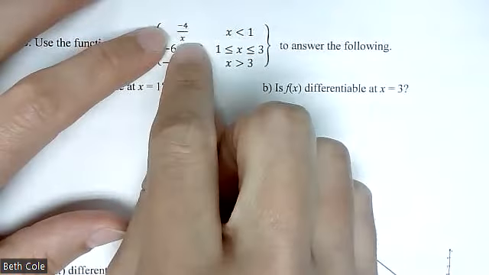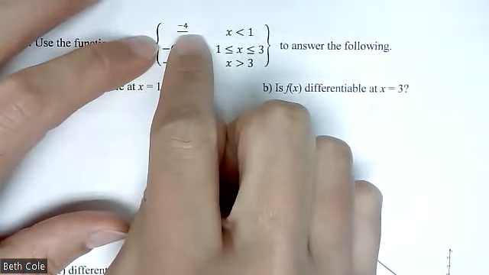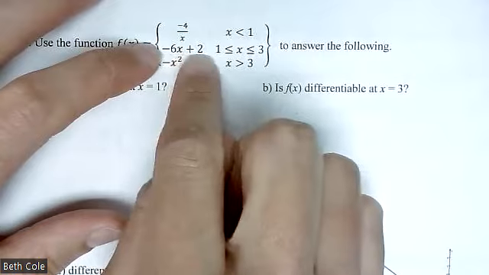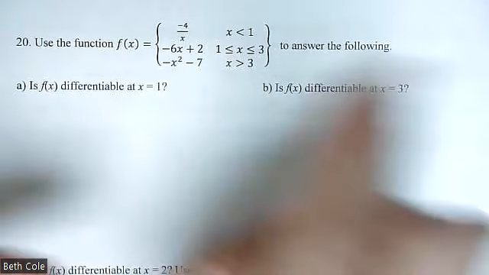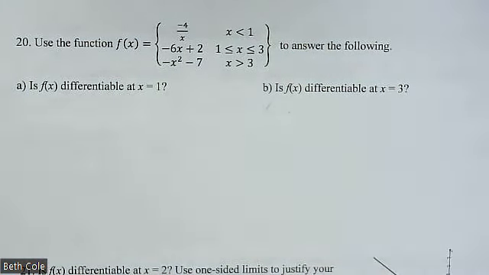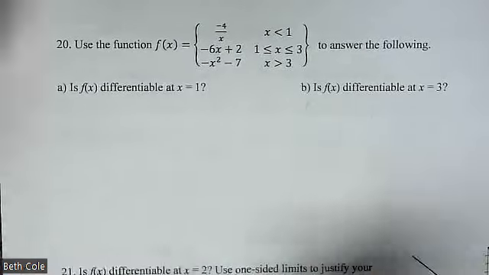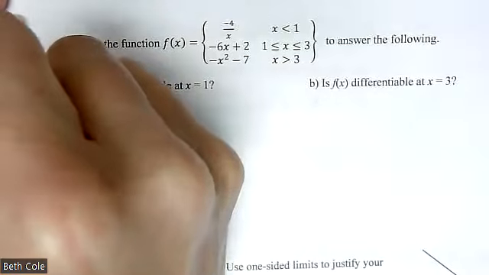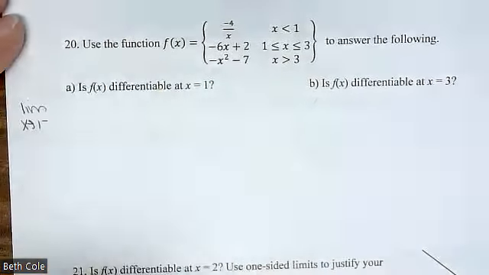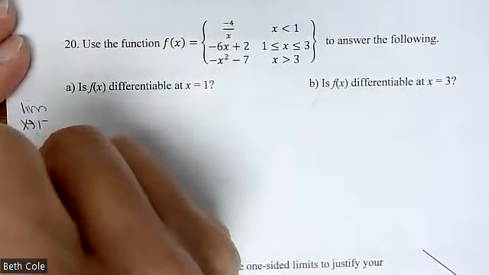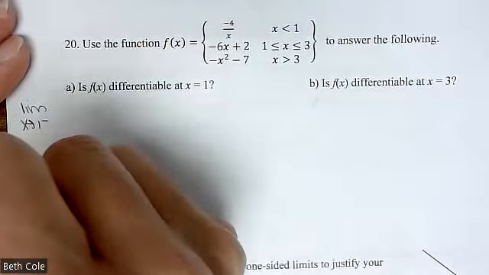If you plug in 1 to the first piece, what do you get? Good. If you plug in 1 to the second piece, -4. So they link up. We just need to know whether or not it's differentiable, like if there's a sharp edge there, okay? So we know that they link up. Let's do limit x goes to 1 from the left. Limit x goes to 1 from the right.